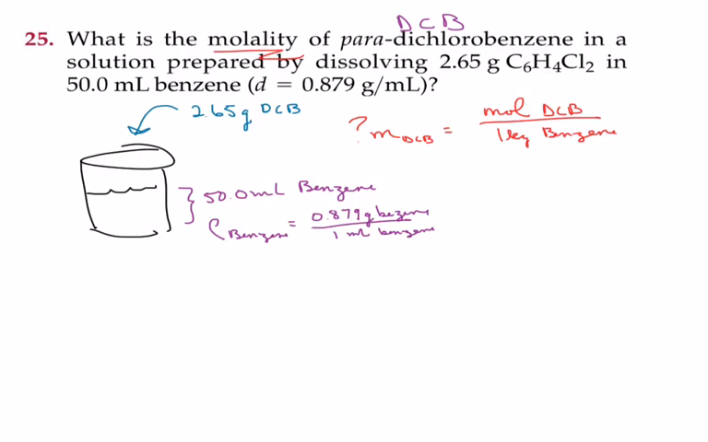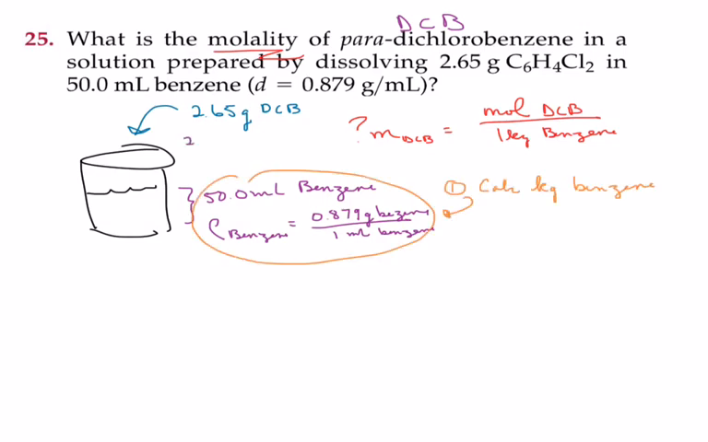Notice they give you the density of benzene too. So it kind of gives you some wiggle room with regard to using the volume and the density to get to grams of benzene, which again is your solvent. You're after molality of the para-dichlorobenzene. So molality is moles of that substance per kilogram of benzene. So you're almost there, I think. Did I give you any more hints?